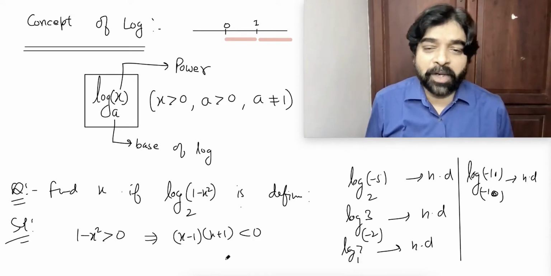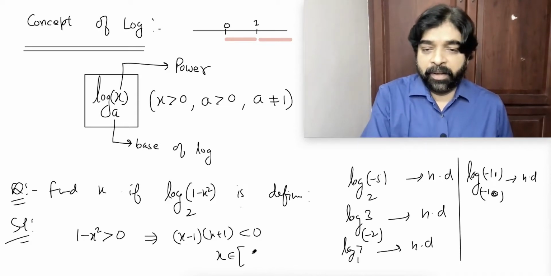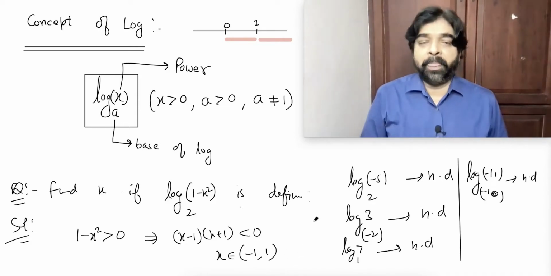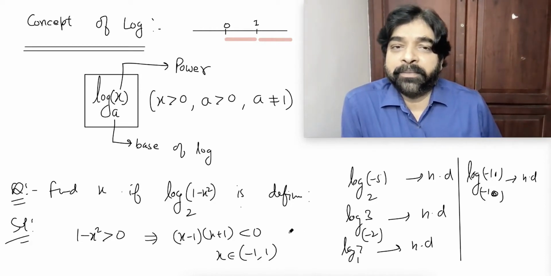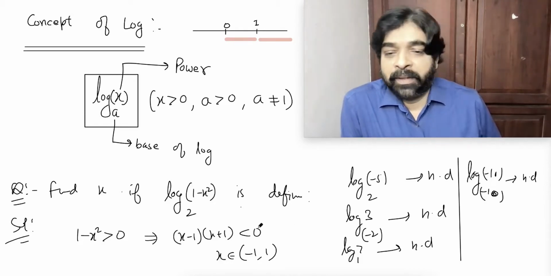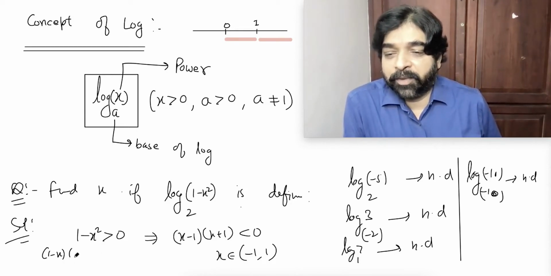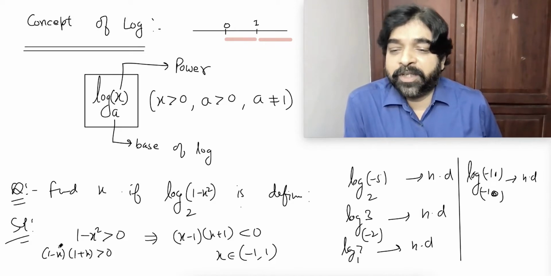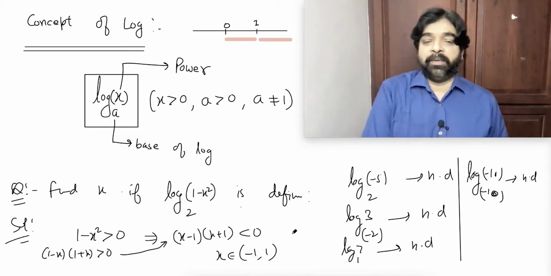Polynomial inequality. Please don't ask me to solve again and again. The final answer: open interval minus 1 to 1. Have you understood the point? Whatever I taught previously, please remember every time. I will use it very frequently. 1 minus x square can be written as 1 minus x into 1 plus x greater than 0. Coefficient of x must be positive, so it has to come this way.